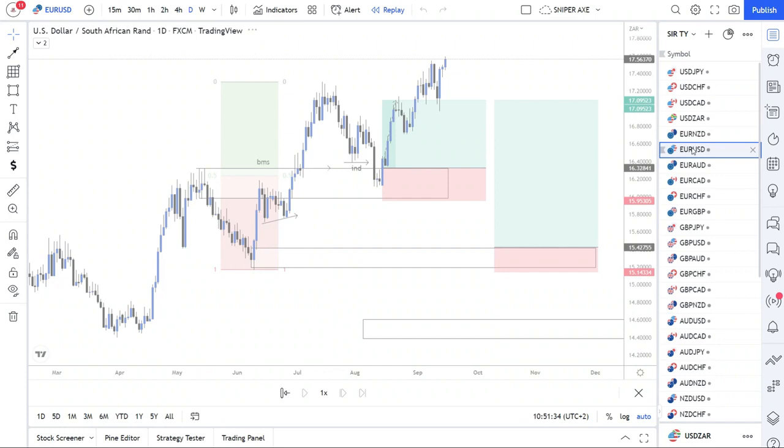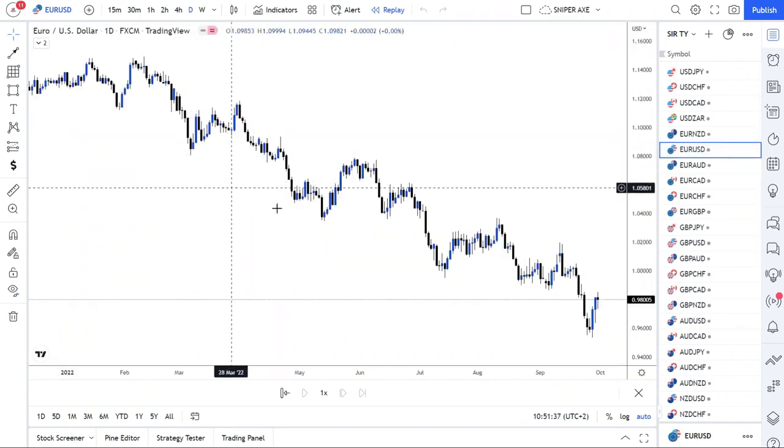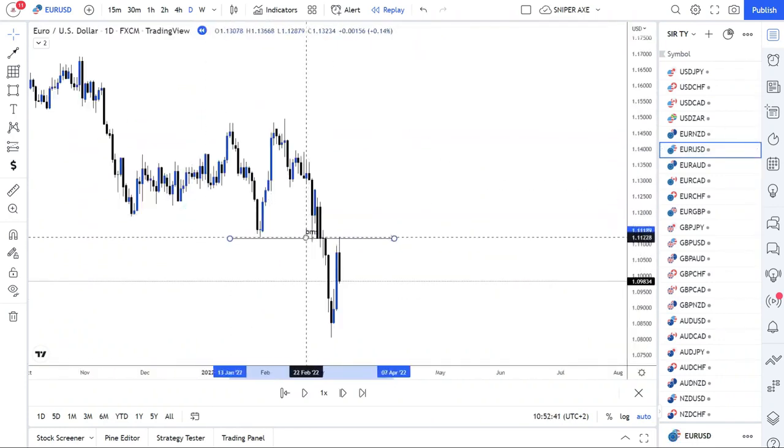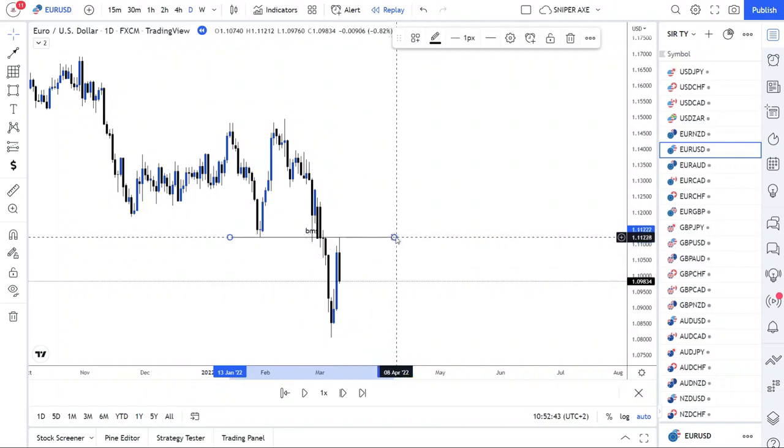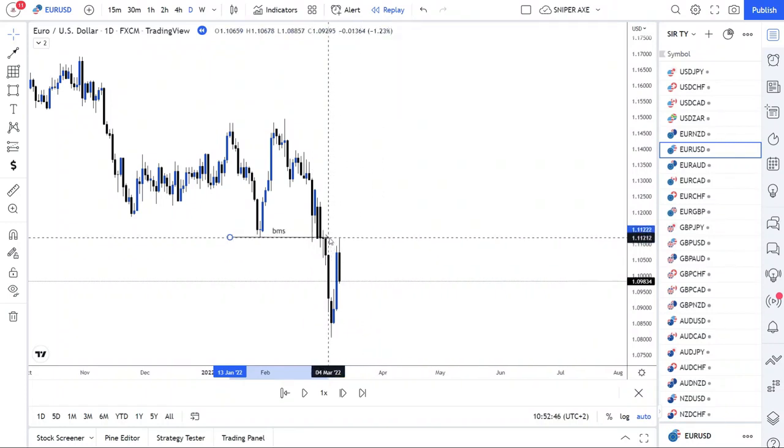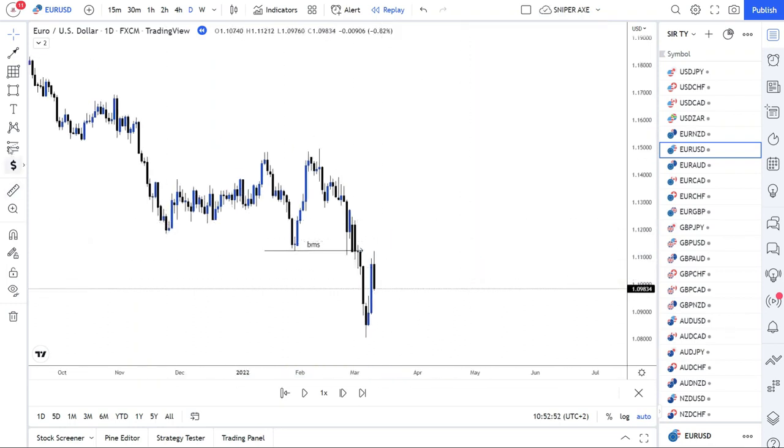So let's do another pair. Let's do another analysis on this concept, right? So let me start here, right? Upon seeing that we have a BMS there, and price is now what? It's now correcting there, right? Price is now correcting like that, right? This is what we do, right?